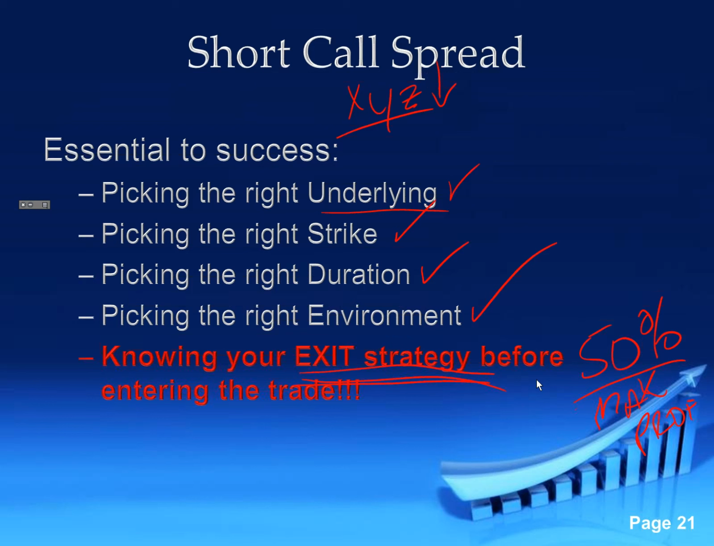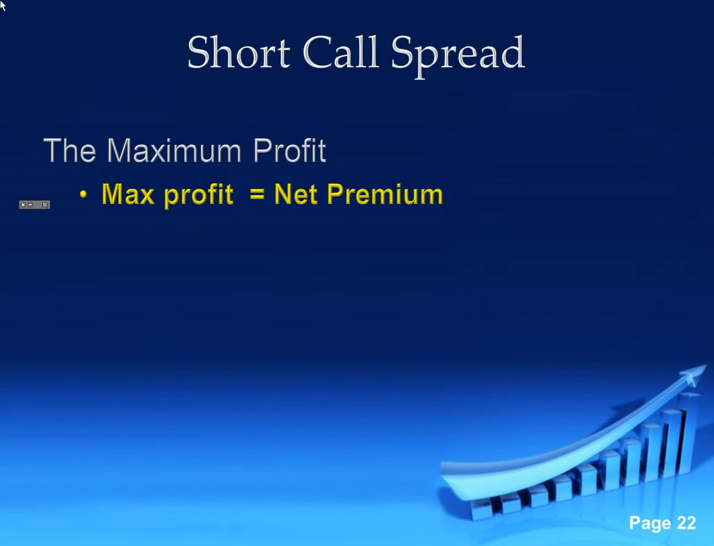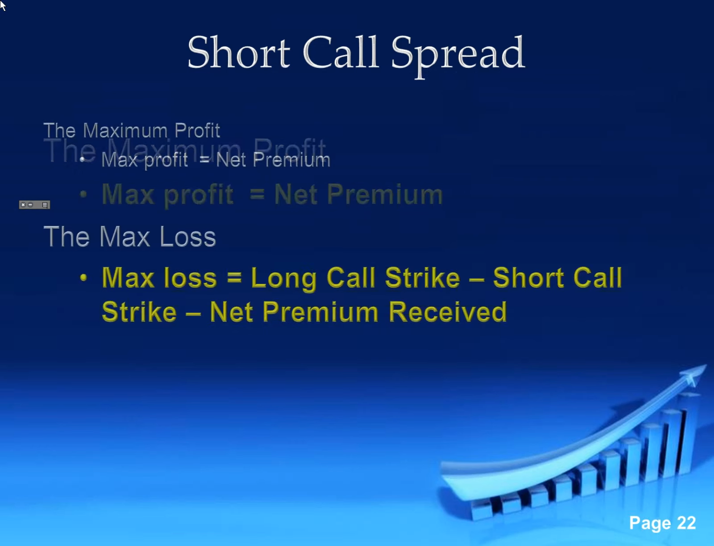Put that down on paper, where you're getting out of this trade, because I've seen it time and time again where people say they're going to get out at a certain place, and when that happens, they don't get out, and it turns around on them. All right, because it's a premium collection, our max profit is the premium we collect. Anytime you're selling premium, 99% of the time, that premium is what you can collect. Butterflies are a different beast sometimes.